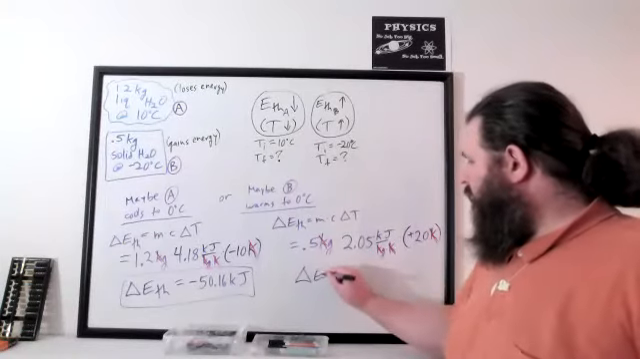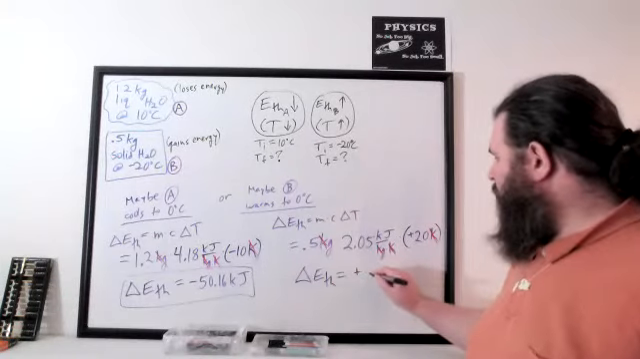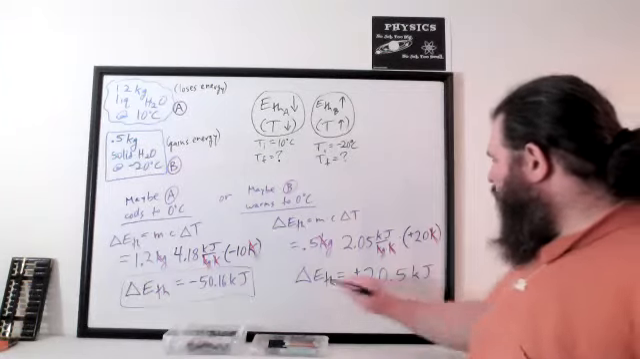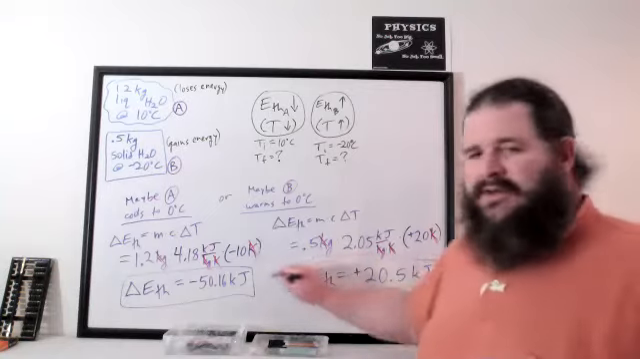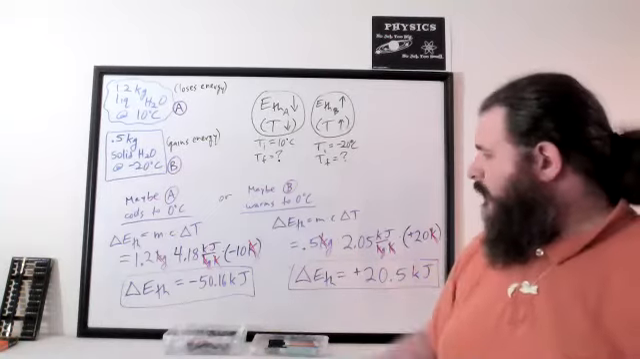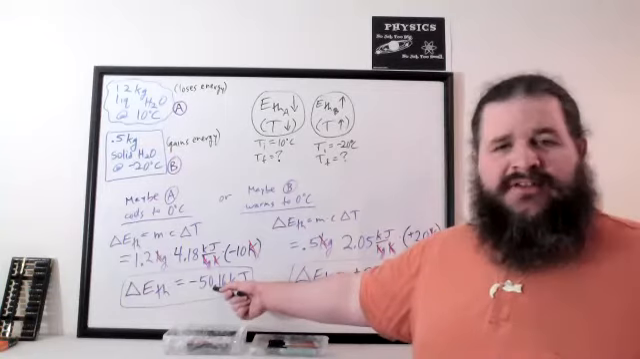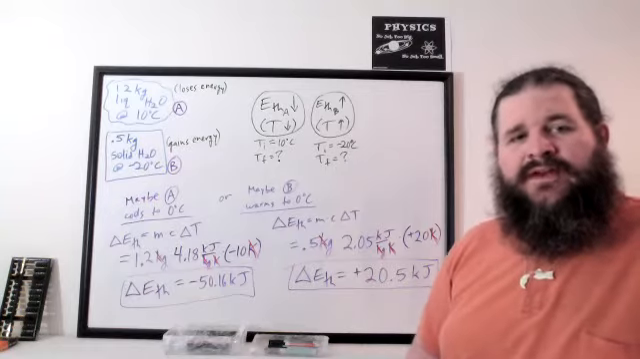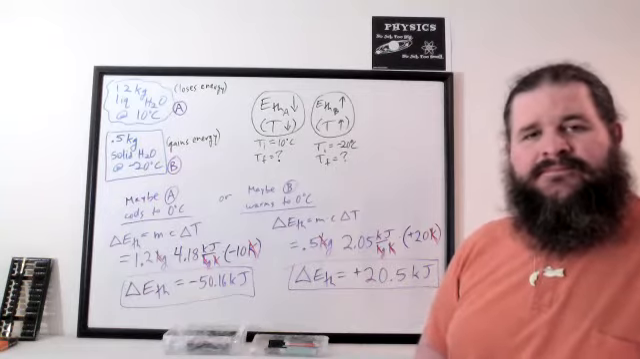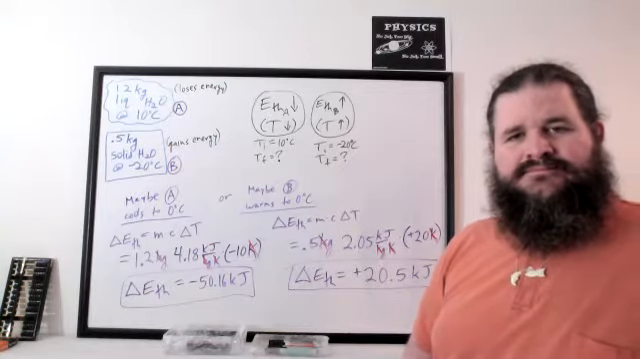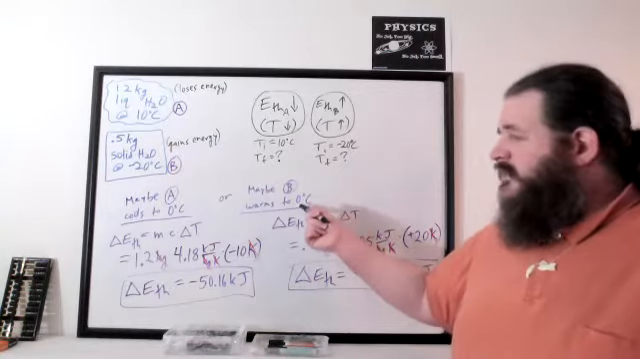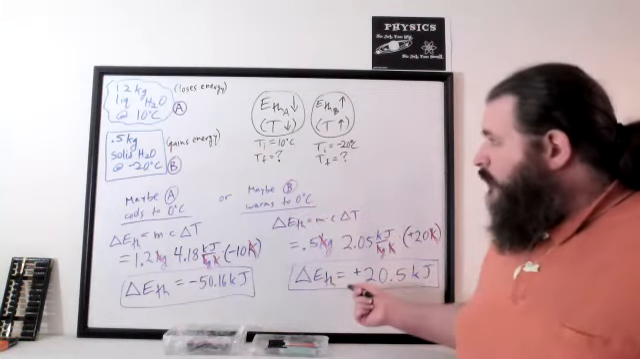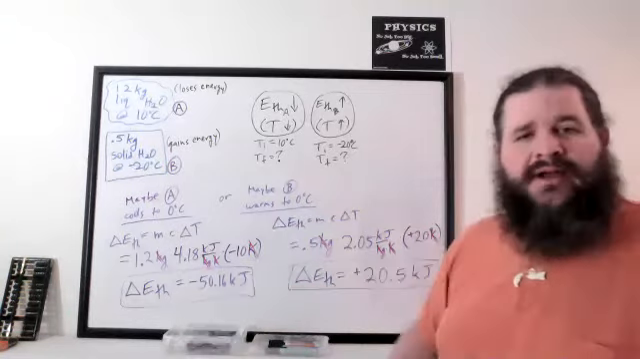So delta E thermal would be positive 20.5 kilojoules. So that's how much energy the ice would have to gain in order to warm up to 0. Whereas this is how much energy the liquid water, object A, would have to lose to cool down to 0. So based on this information, which one finishes the process first? Yeah, object B warms up to 0 first because it takes a smaller amount of energy. It is easier to warm up B to 0 than it is to cool down A to 0.